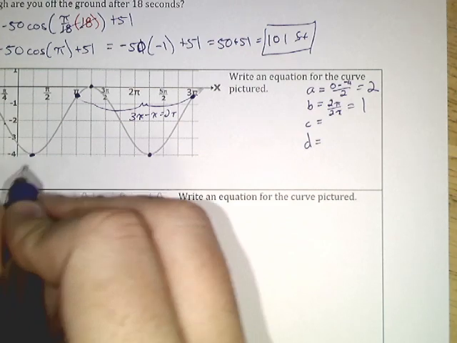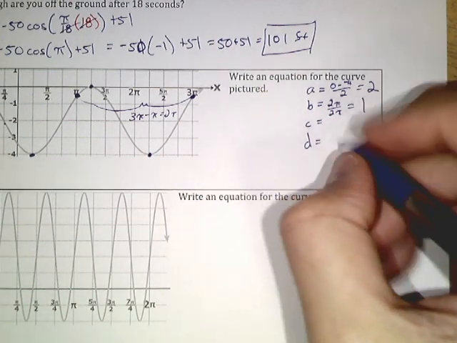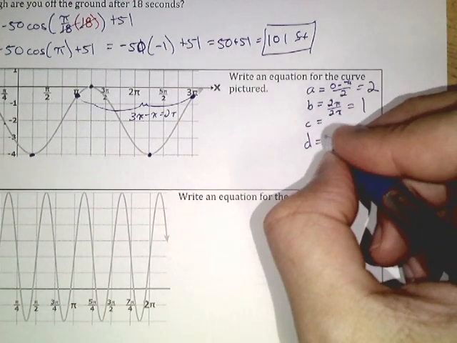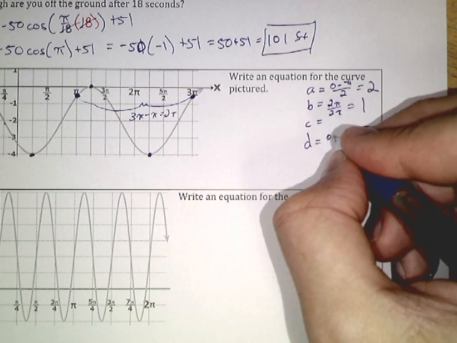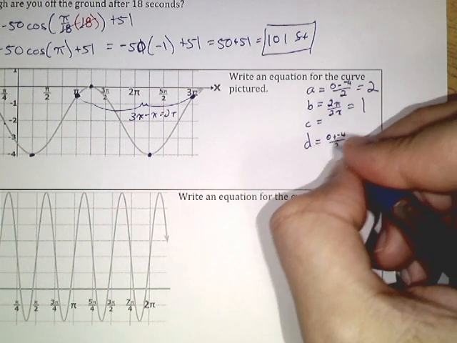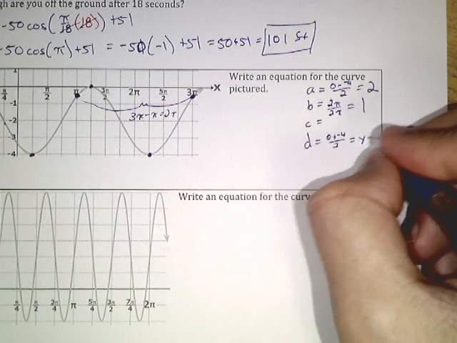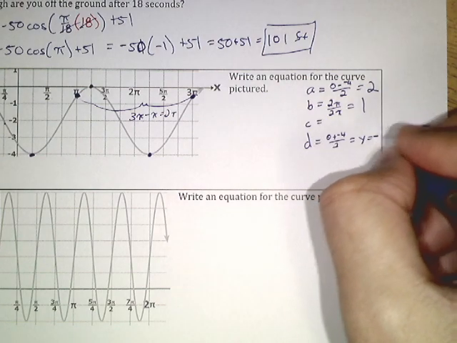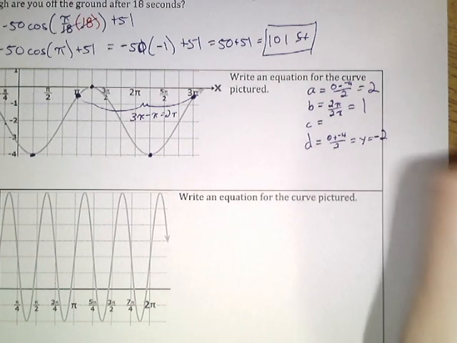Midline. Let's do midline before I do C. Midline is going to be 0 plus a -4 divided by 2, which should be y equals -2. So D is equal to -2.